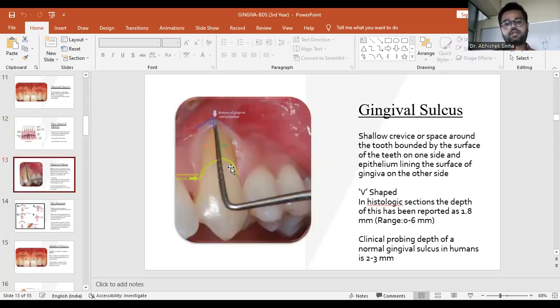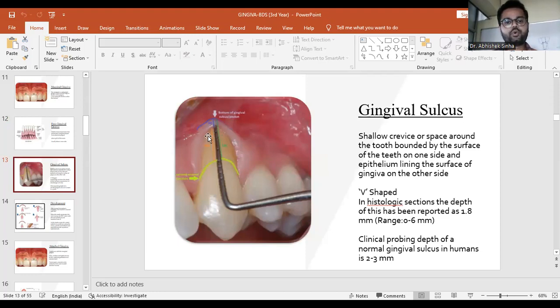Next, you have gingival sulcus. Gingival sulcus is a crevice or a space around the tooth bounded by the surface of the tooth on one side and epithelium lining the surface of the gingiva on the other side. You can see the photograph. The instrument which has been kept here is called a periodontal probe. It has certain markings here. This will be discussed in your further classes.